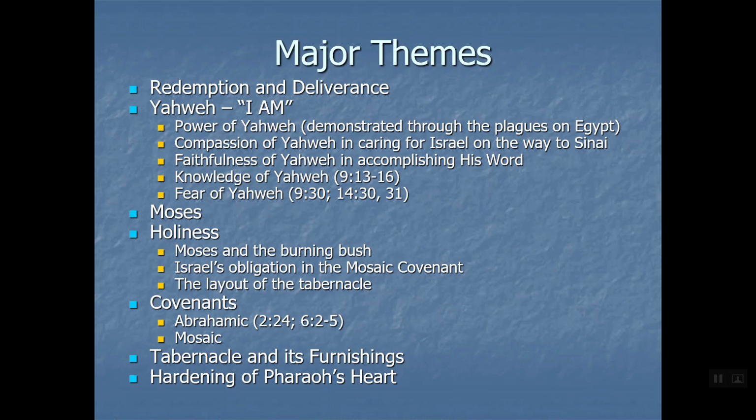The covenants, not just the Mosaic covenant, but we already talked about the references or the allusions back to the Abrahamic covenant. The Mosaic covenant, of course, is a major part of the book of Exodus, Israel's obligations there. The tabernacle and its furnishings we already talked about. The hardening of Pharaoh's heart. Now this is fascinating to me.